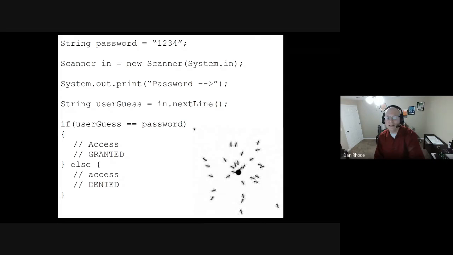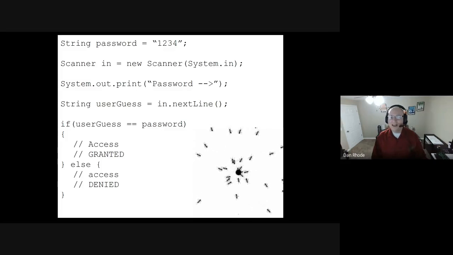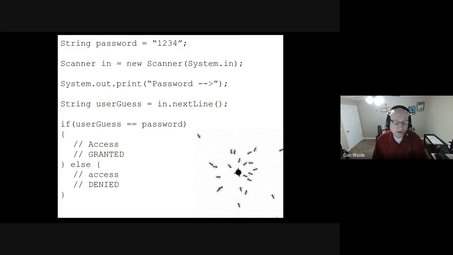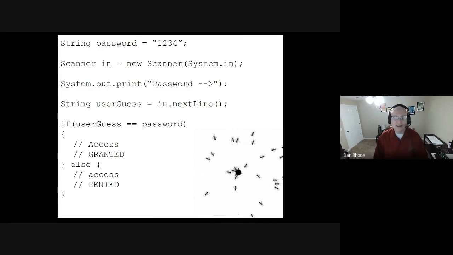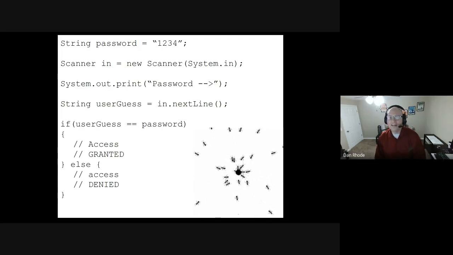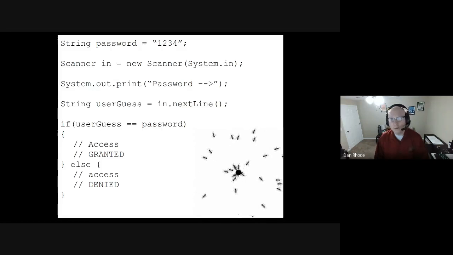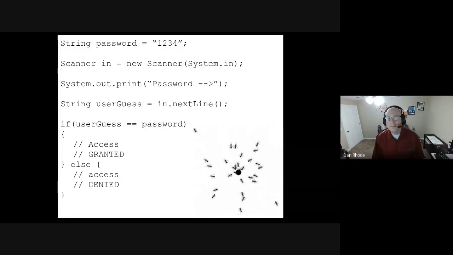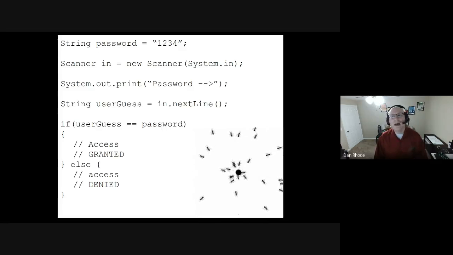System.out.print password, and then it takes in a user guess and puts that into the string variable userGuess. And I say, hey, if userGuess equals password, access granted. But just like the different houses might have the same number of bedrooms, same color, and same number of square feet, they by all appearances are equal, but they're not referring to the same object.